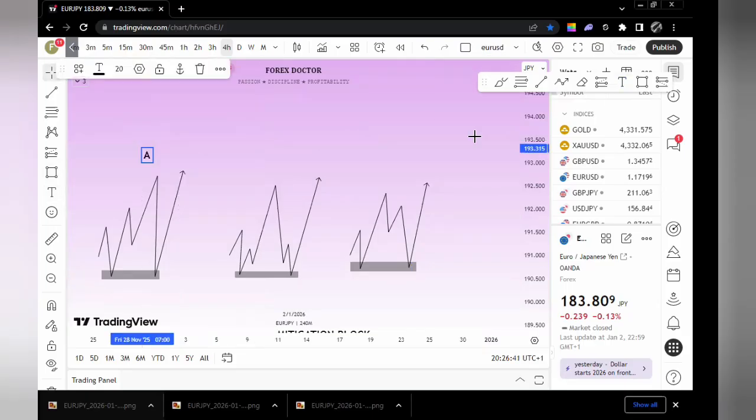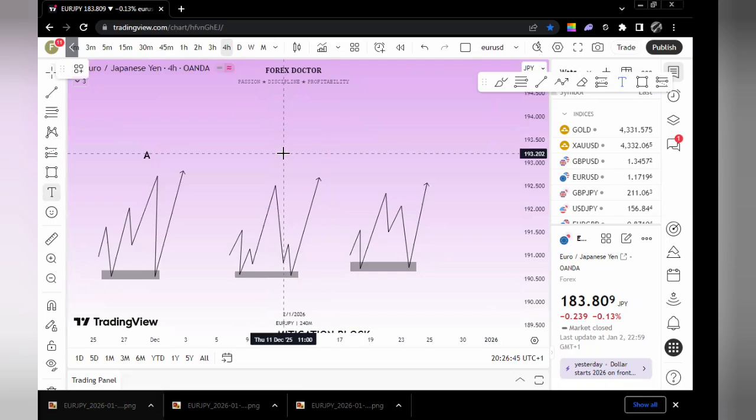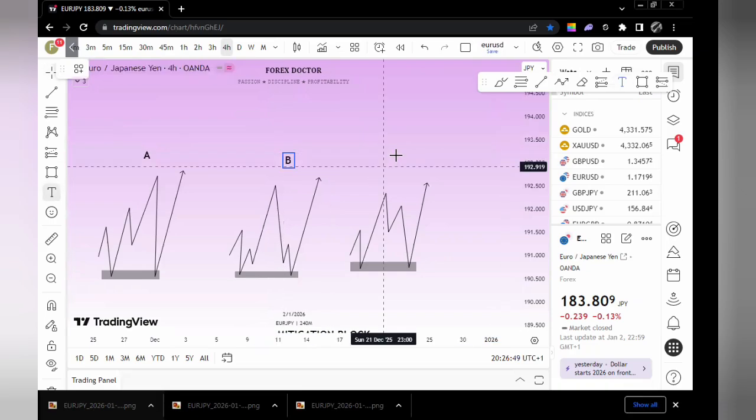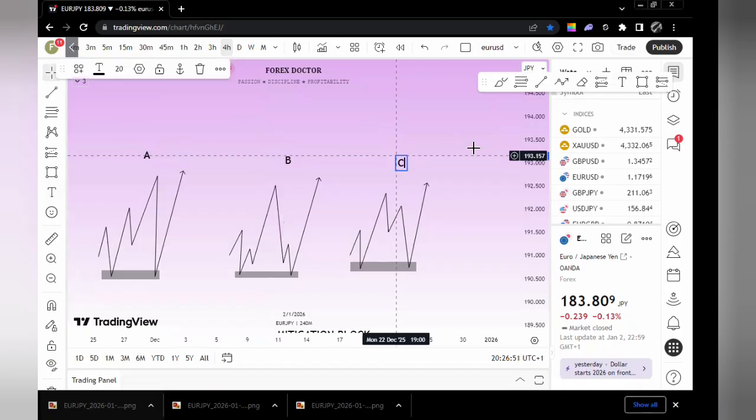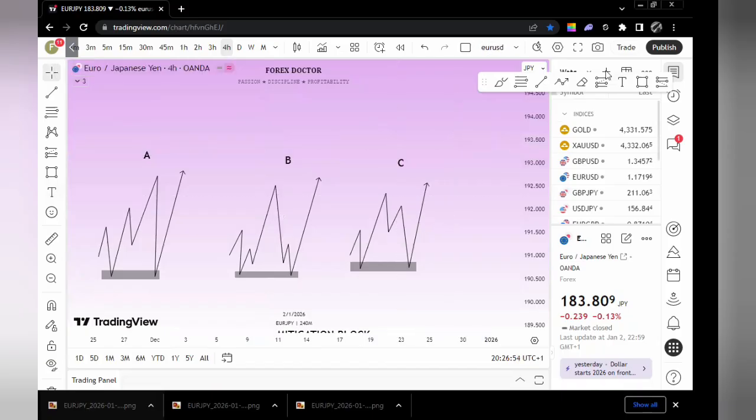A, B, C, D. This is a song we used to sing then. I think it was popular on TikTok.